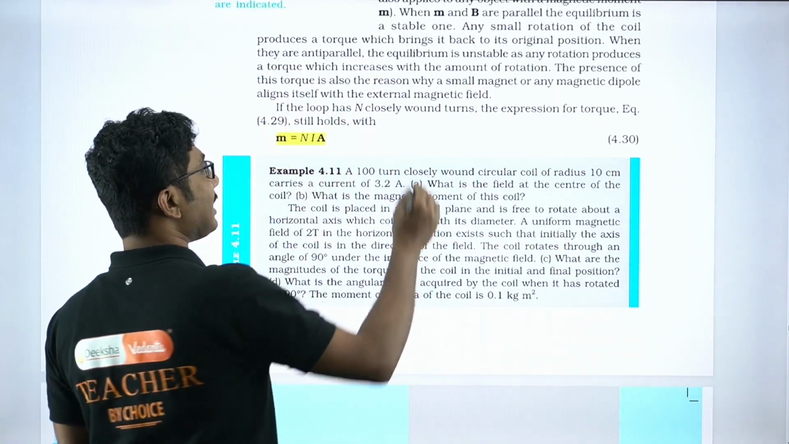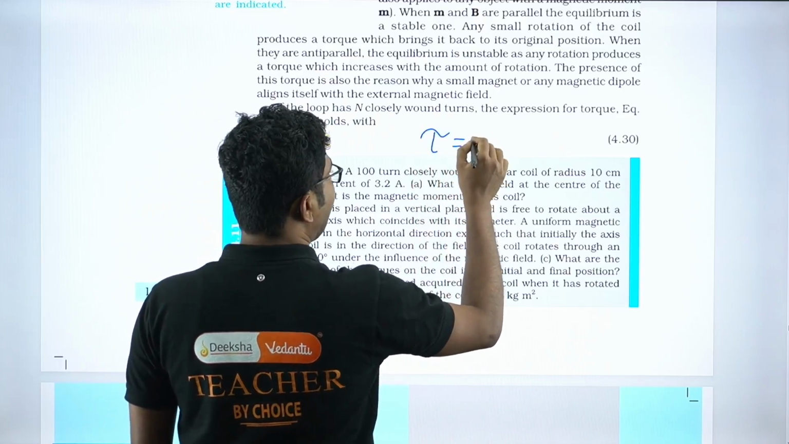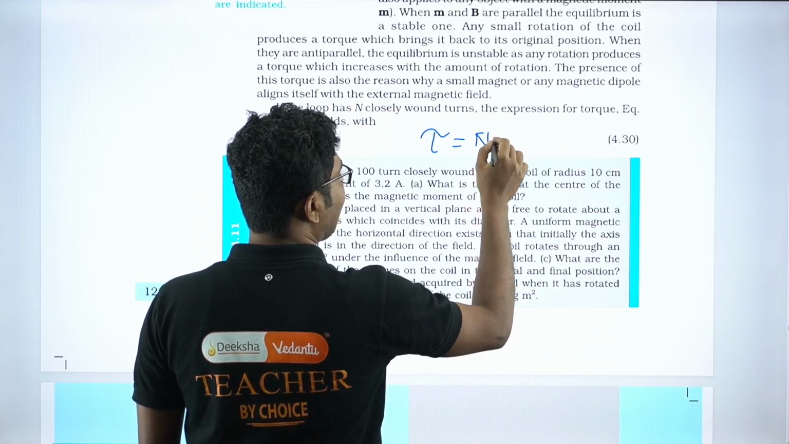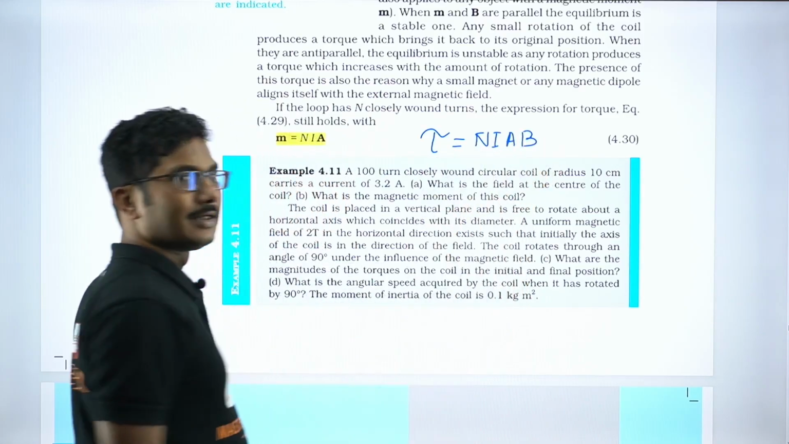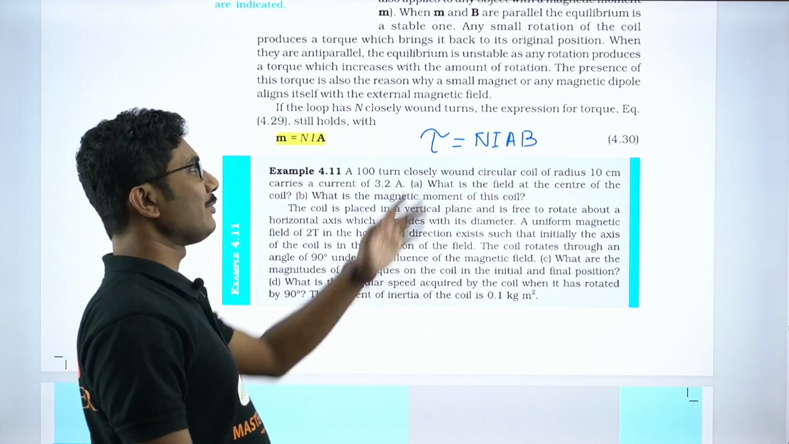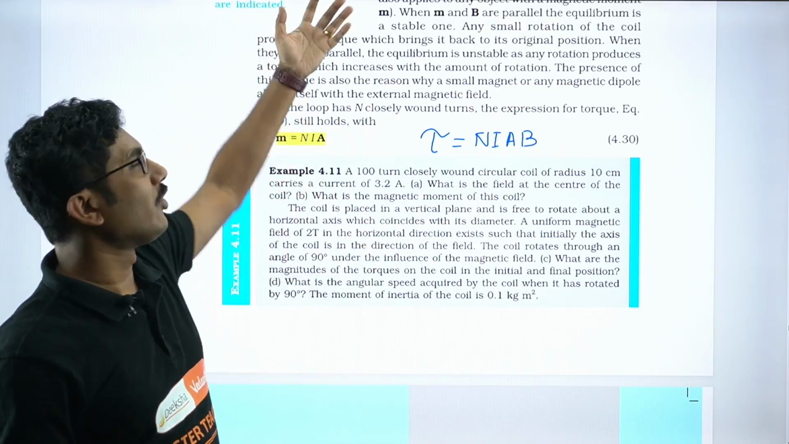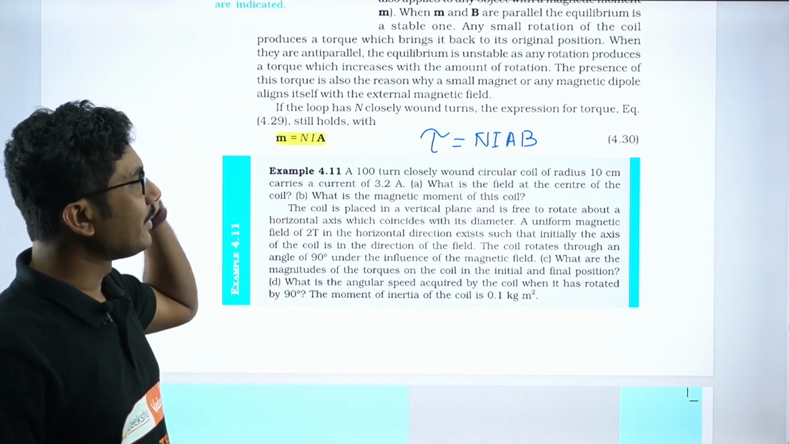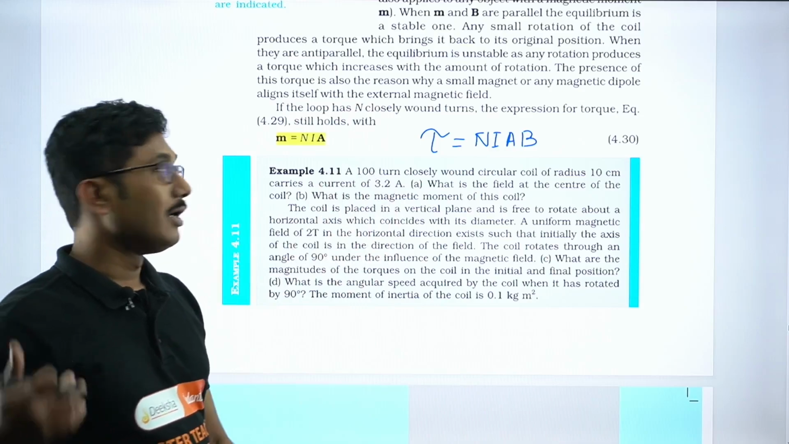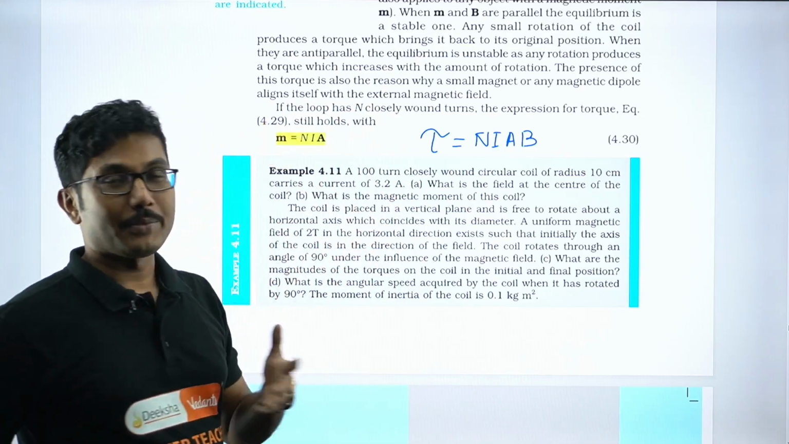So magnitude wise the torque is given by NIAB. This is one of the formulas that you also have to remember. Either you remember these two formulas separately or you can remember this formula. This is a way of remembering the torque acting on a loop when you keep it in a magnetic field.